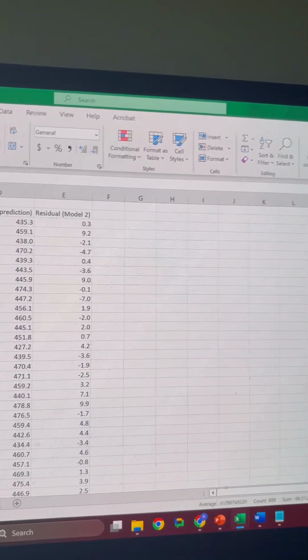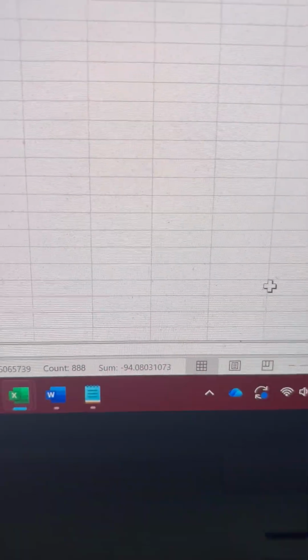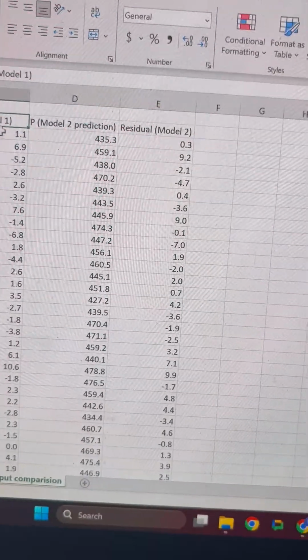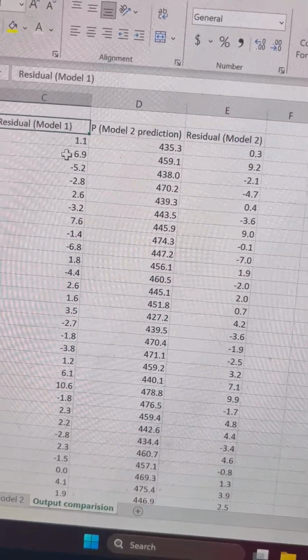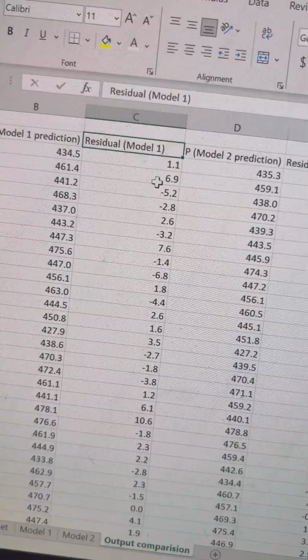And so if I sum all the residual values, you can see the number here is negative 80. In this case, this is negative 94. So one can argue that model 1, where you have not removed anything and have kept all the features, is behaving better.